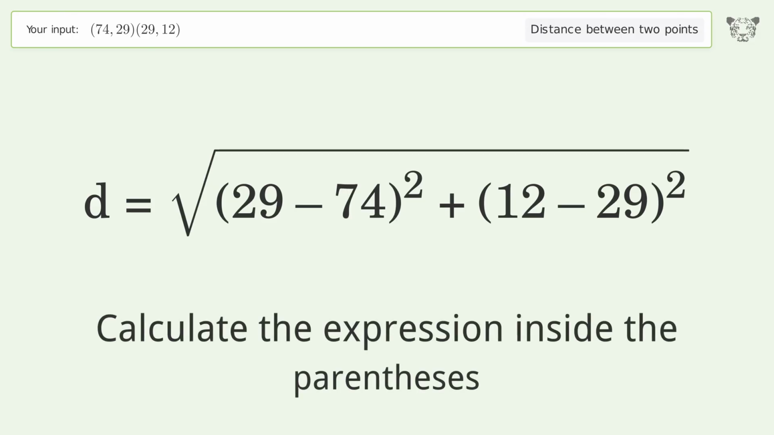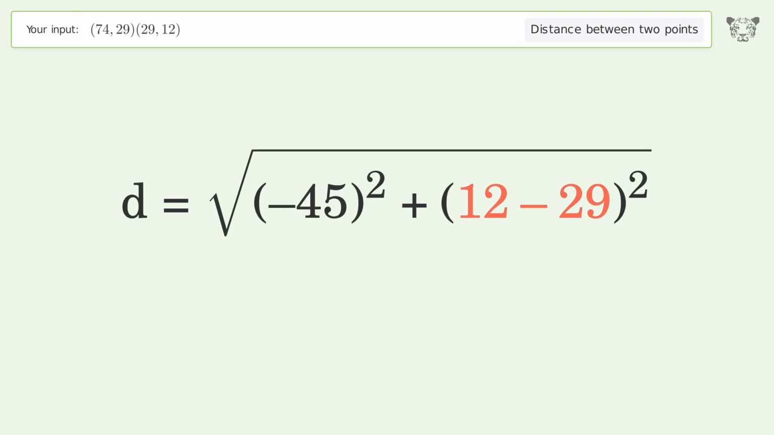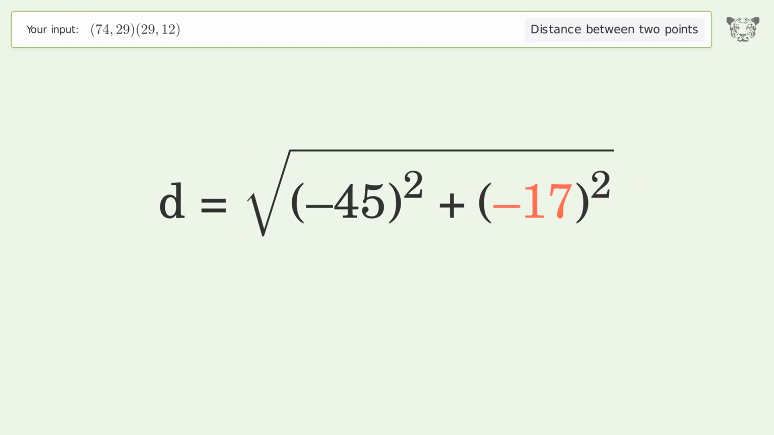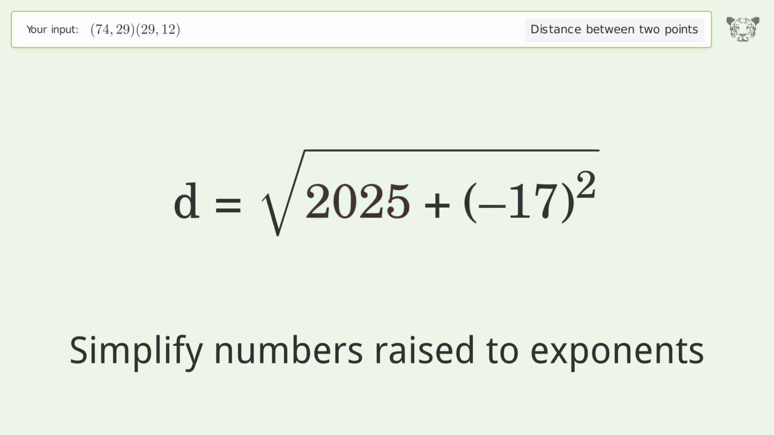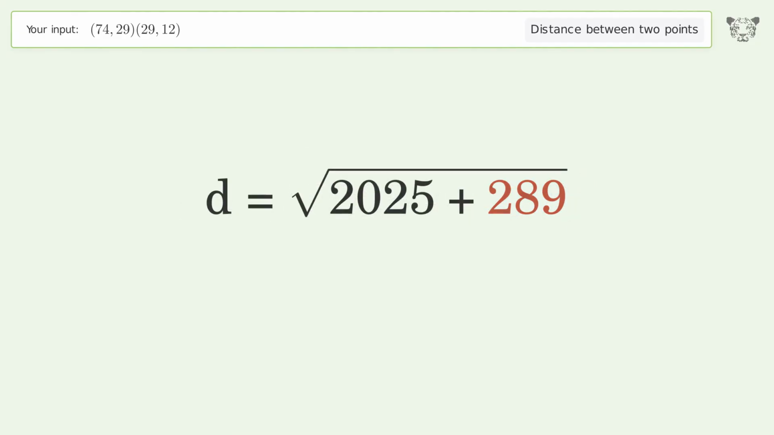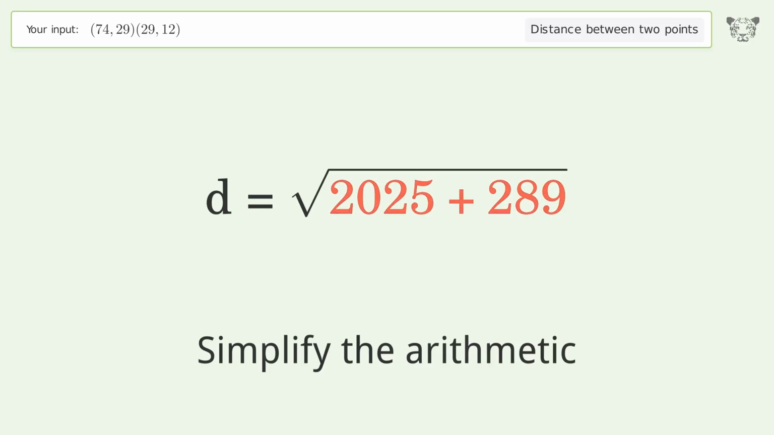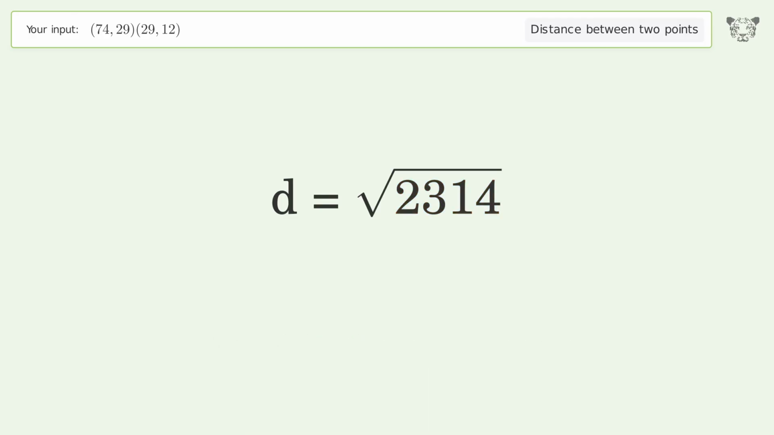Calculate the expression inside the parentheses. Simplify numbers raised to exponents. Simplify the arithmetic. And so the distance between the 2 points is the square root of 2,314, or 48.104.